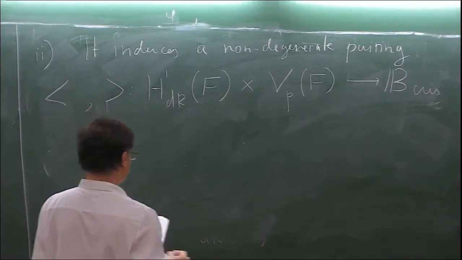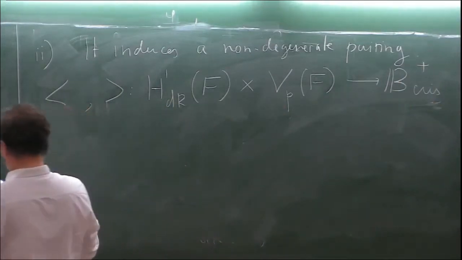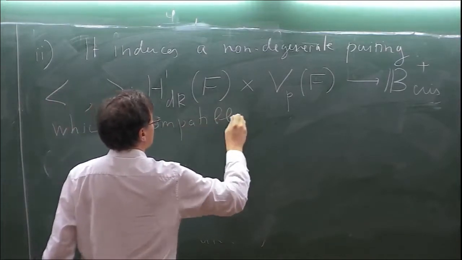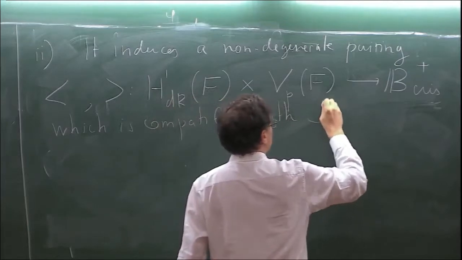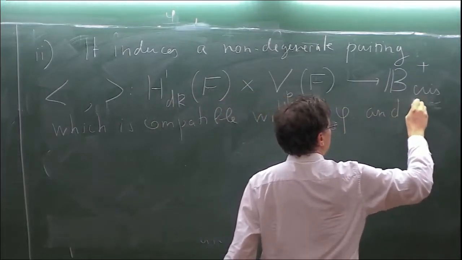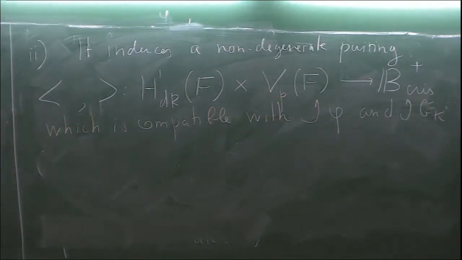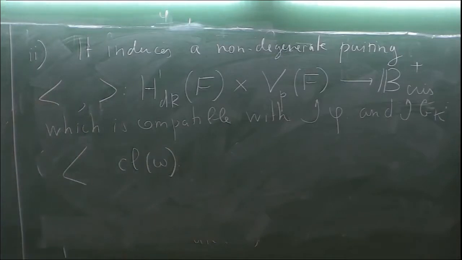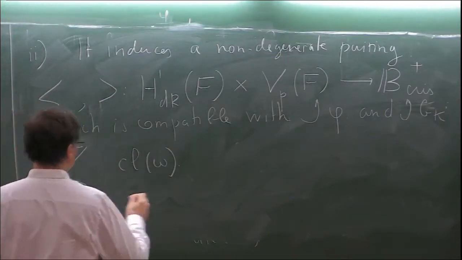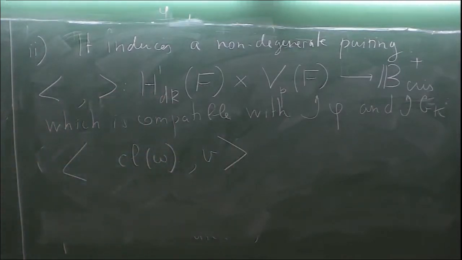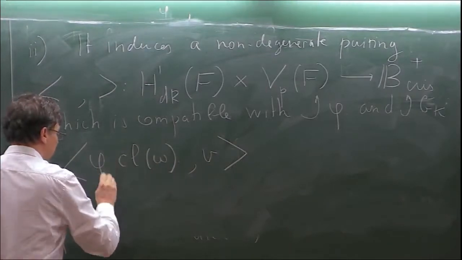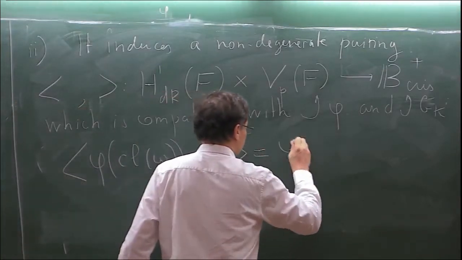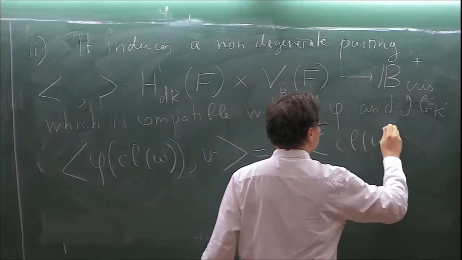Riffelius in B_cris plus, which is compatible with the action of Frobenius and the Galois group. So this means that if we take the class of omega and the element V in V_p, if we act on this class by the Frobenius, this is phi of the period of the class.